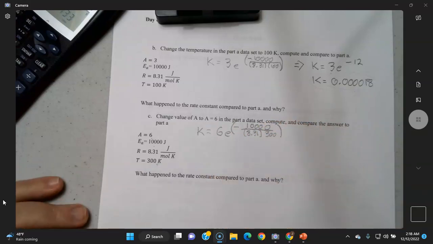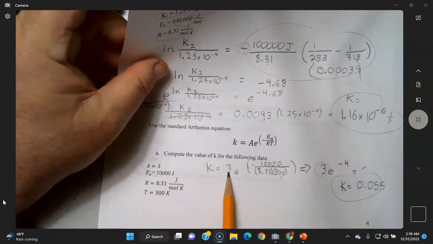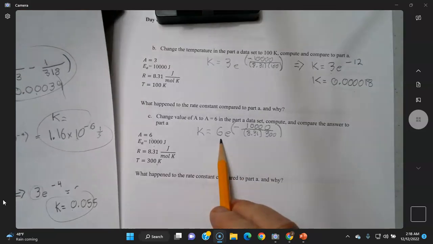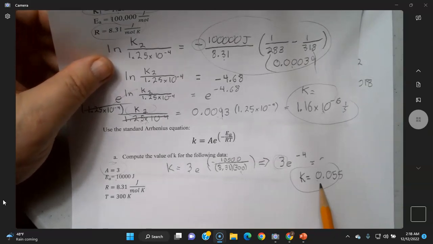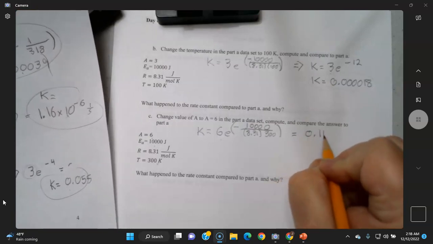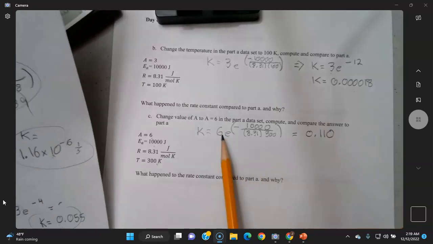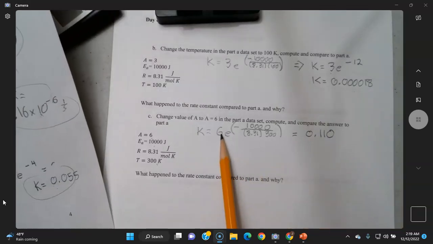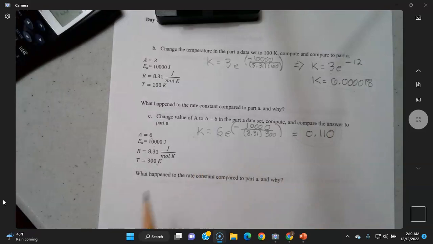How the heck do you do that in your head? Well, look what you did. You doubled this number from 3 to 6. That's the only thing you did. You didn't change anything else. So that means that the answer you got in part A is going to be 2 times that. Okay, so that's going to equal 0.110. And so you see if you double the frequency factor from 3 to 6, you're going to double the K because it's just a straight linear relationship.